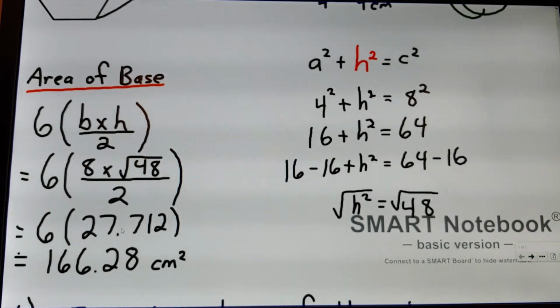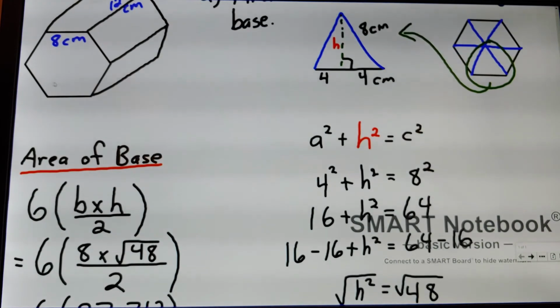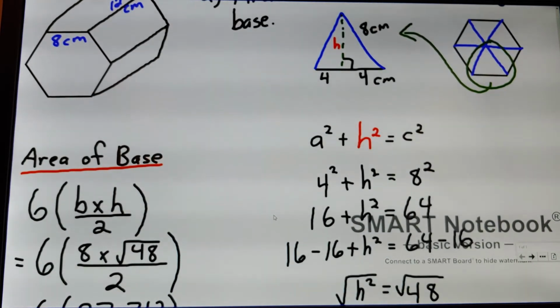Okay, then we're going to hit times 6, and you should get a rounded answer of 166.28 centimeters squared. Okay, and again, that's the area of this hexagonal base.